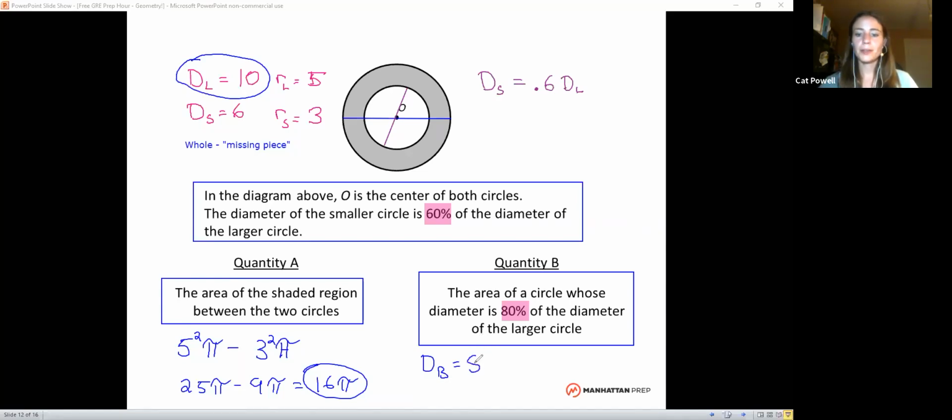Now my diameter is 8. So my radius is 4. And so here, 16 pi. So these are actually equal. And the answer to this one is C, which I saw a bunch of people getting to.